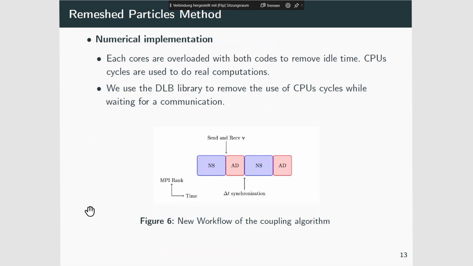So we are going to overload the cores, but we also use an external library, called the DLB library. This library allows us to remove the CPU cycles while waiting for a computation. And so finally, the new workflow of the coupling algorithm is in fact the simplest. You solve Navier-Stokes, then you solve the advection diffusion, and you have absolutely no idle time, as every CPU involved in the computation works all the time and doesn't use CPU cycles while waiting.